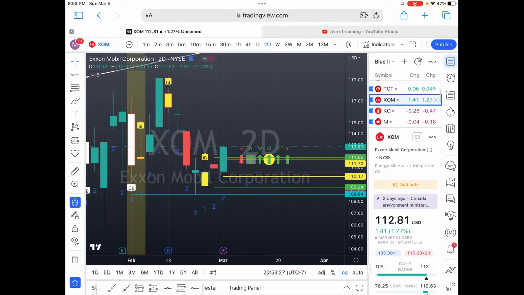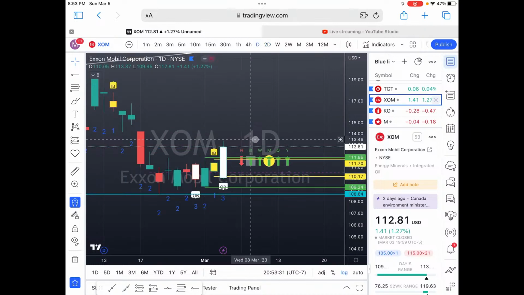We'll move on to XOM. And I have to go to the daily on XOM, and we're going to take that one off because there is no real setup on XOM.